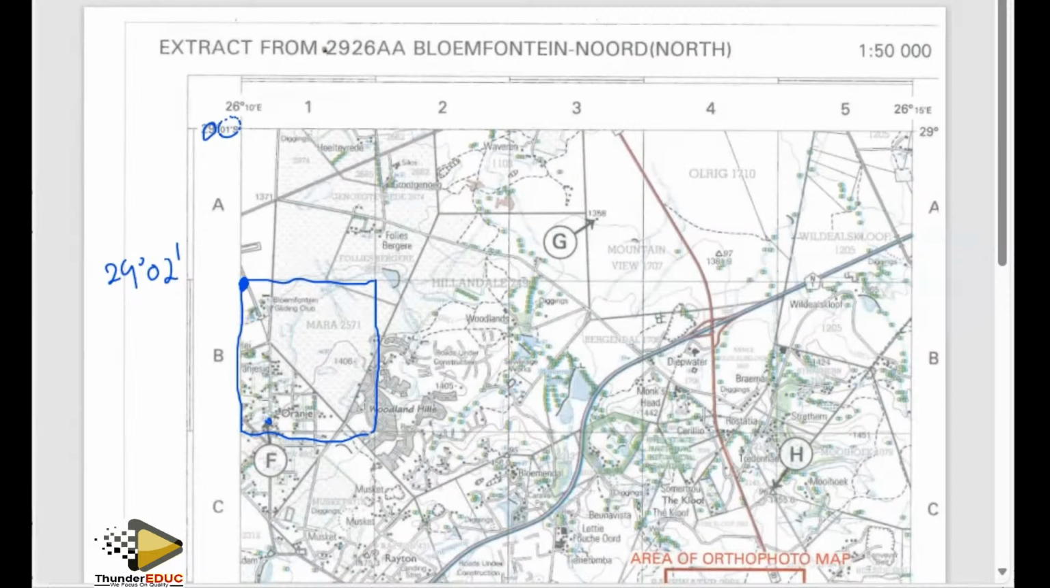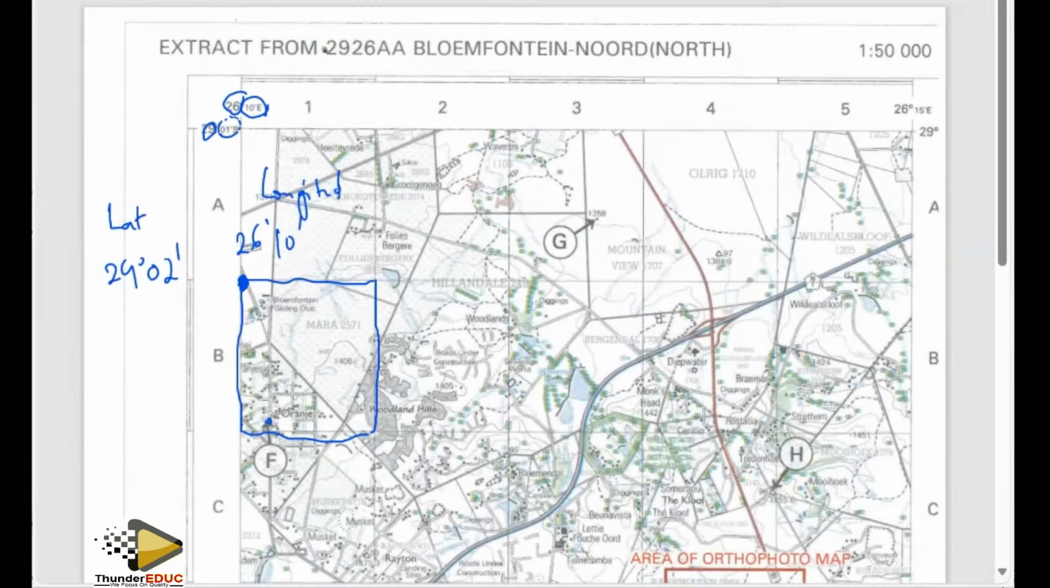We go to longitude. Our longitude, you can see, is here. It's 26 degrees and 10 minutes to the east. And we are exactly on that line from our point here, so nothing is going to change. We are just taking the 26 degrees and 10 minutes here. Those are the coordinates of our northwest corner. Remember, always we start with latitude and we go to longitude.